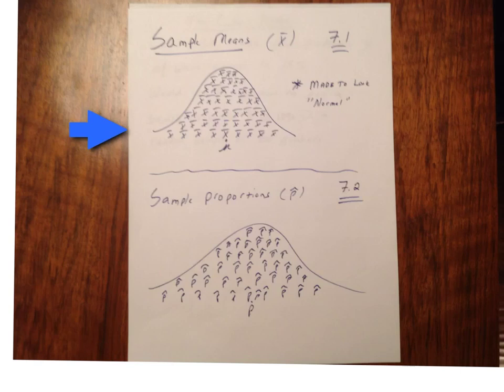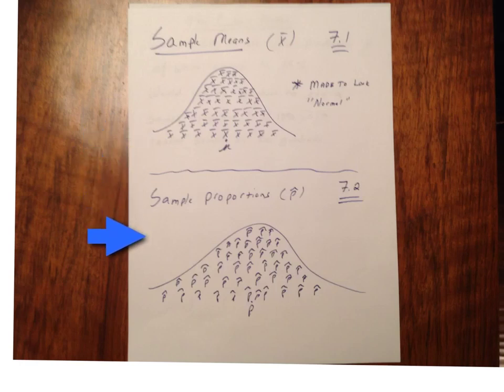Here's a couple examples of some sampling distributions. This is a sampling distribution of sample mean. In other words, it's a bunch of x bars put together. Now, I made it look normal because that's what we want it to look like, and we'll figure out how to make it look normal later.